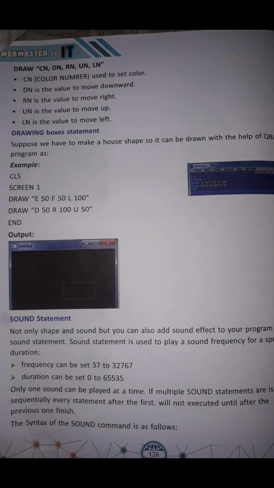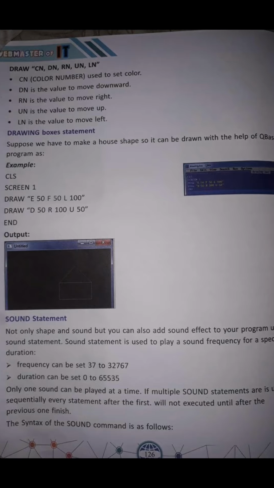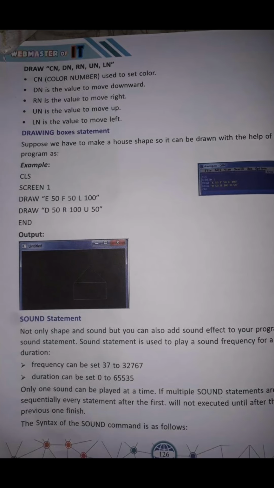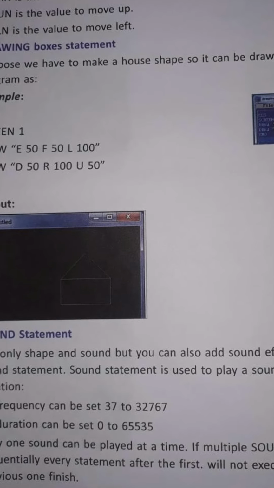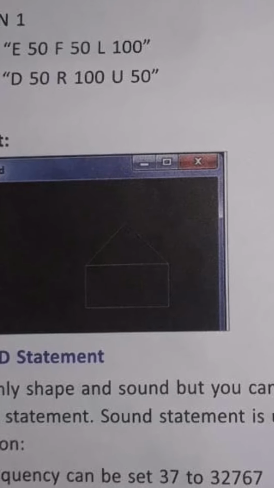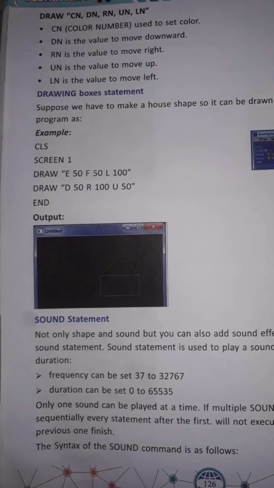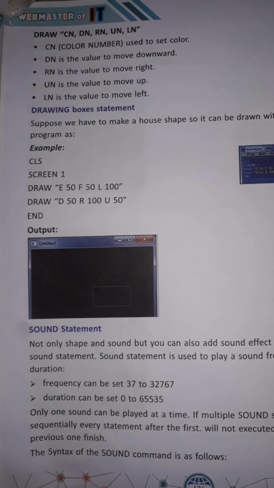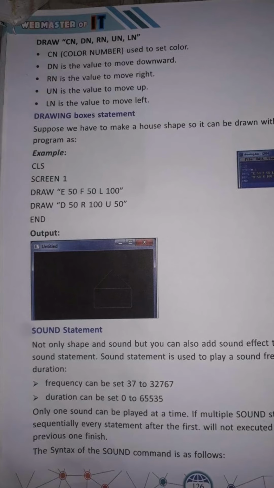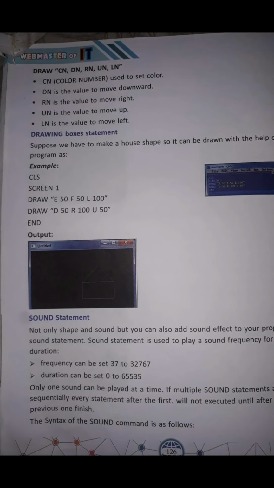Drawing boxes statement. Suppose we have to make a house shape, so it can be drawn with the help of a few basic commands. Example: CLS, SCREEN 1, DRAW E50, F50, L100, DRAW D50, R100, U50, and you can see the output. You have drawn a shape like this. Okay, so if you properly follow the commands, you can definitely draw a particular graphic.